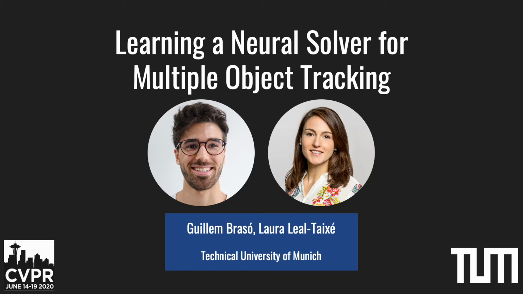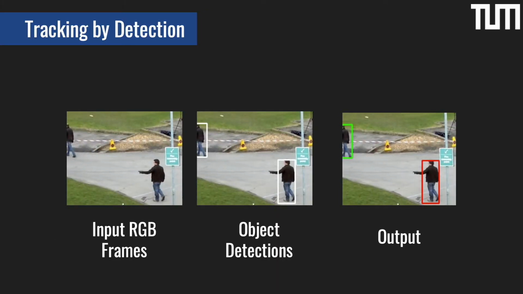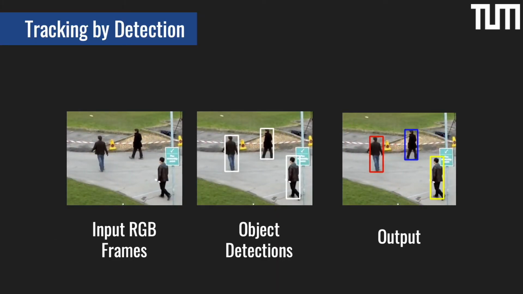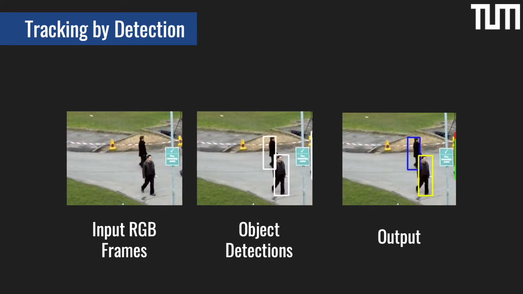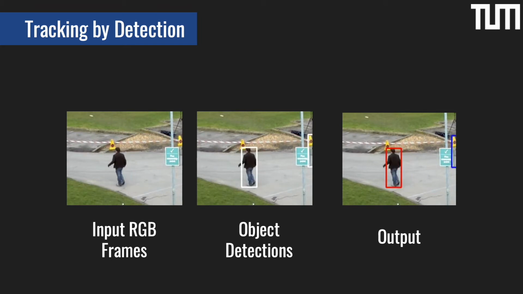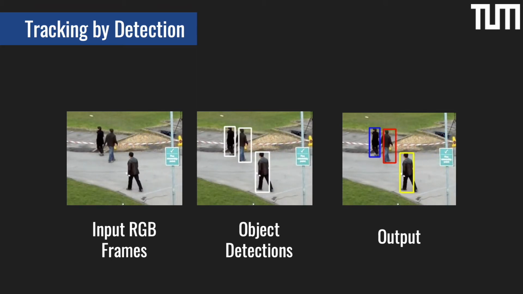Hi, my name is Guillem, and I'm going to present our work on learning a neural solver for multiple object tracking. In tracking by detection, our input is a sequence of RGB frames in a video and object detections for every frame. Our task, data association, is to link these detections into temporally coherent trajectories.